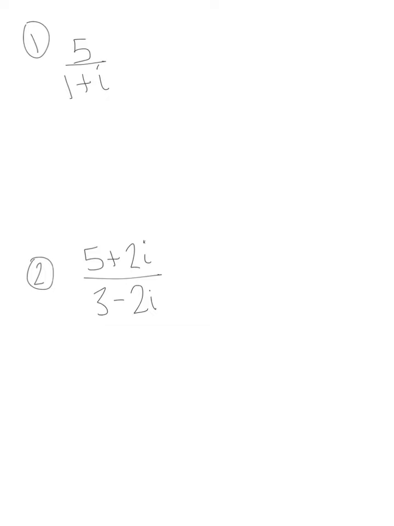Okay, welcome back. You should have gotten 5 halves minus 5 halves i. And for the second one, it should have been 11 thirteenths plus 16 thirteenths i.